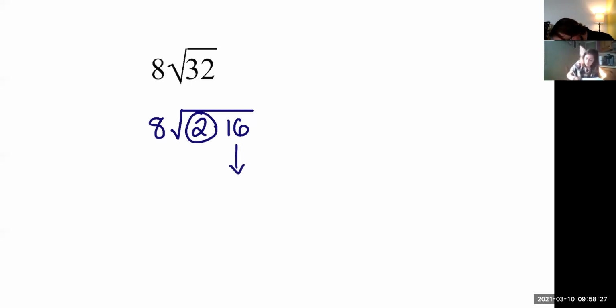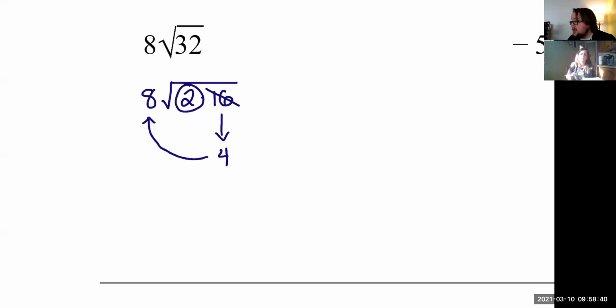But the square root of 16 is going to give me a 4. And similar to the earlier example that we did, when it comes out and mixes with the number that's already there, all we have to do is multiply them. And in this case, 4 times 8 gives me a 32 now on the outside, but inside the radical, we still have a 2 left over.